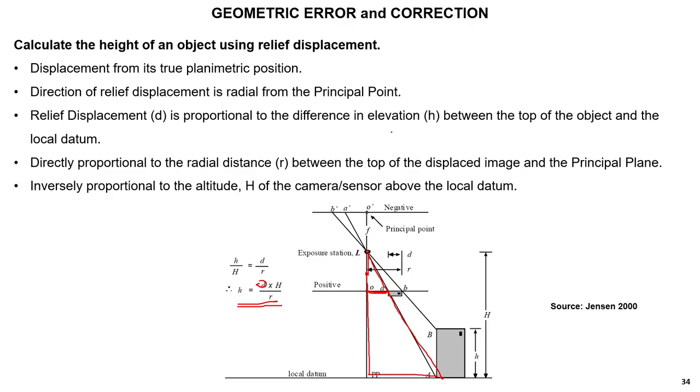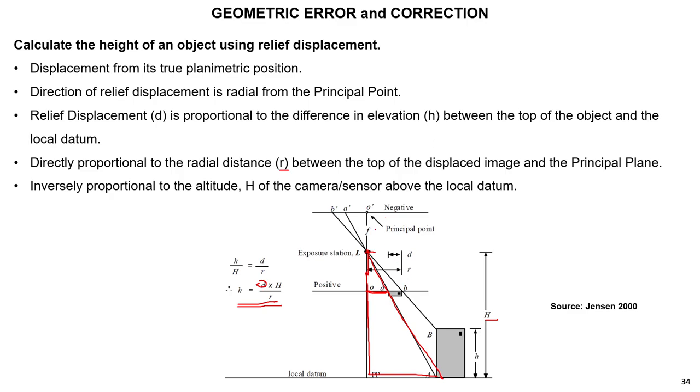That is the difference in the elevation between the top of the object and the local datum. So your relief displacement is directly proportional to this height from where you are measuring, your capital H. And it is also directly proportional to the radial distance from the principal point. So as you go up and up, your relief displacement will vary directly.